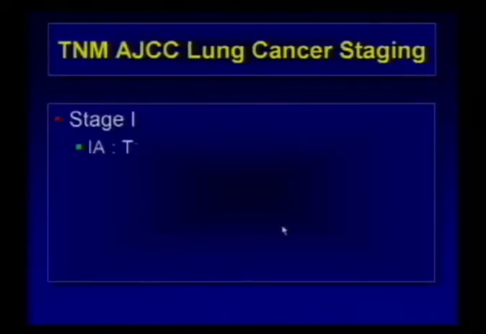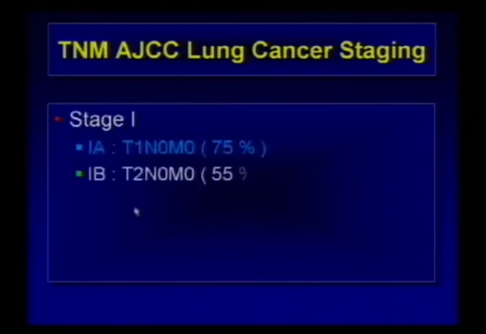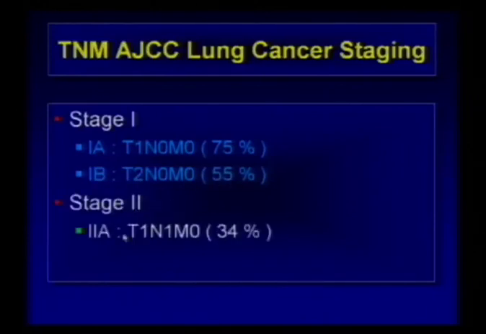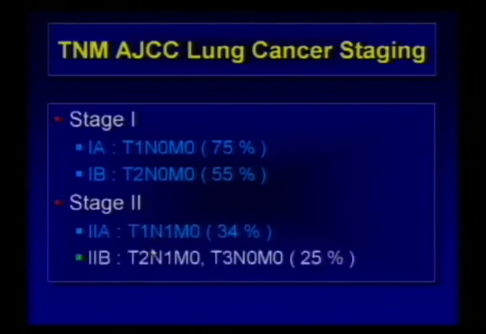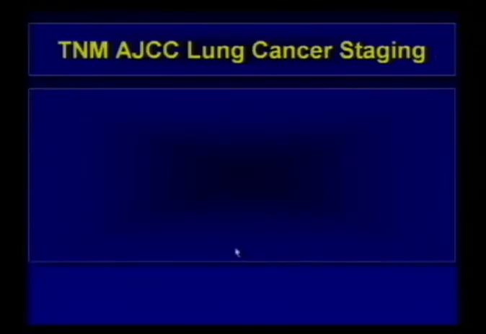So putting it all together, stage 1 has a 1A and a 1B. It's just T1 versus T2. That's all it is, N0, M0. Note how the survivorship drops slightly. That's why we do this staging system, to determine patients' prognosis and to group patients with the same prognosis similarly so they can undergo treatment clinical trials. Stage 2, just add in the lymph nodes. T1, N1, T2, N1. Again, see the survivorship drops.